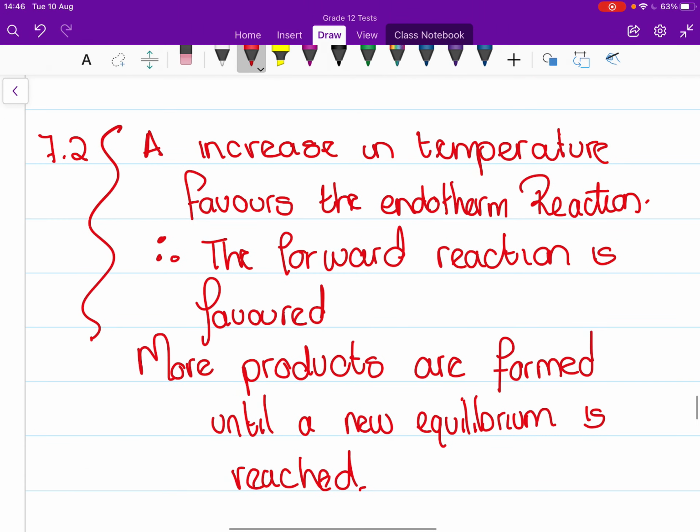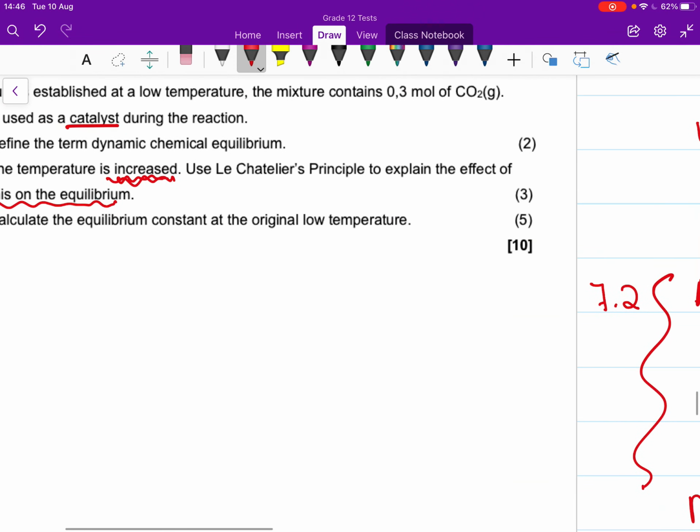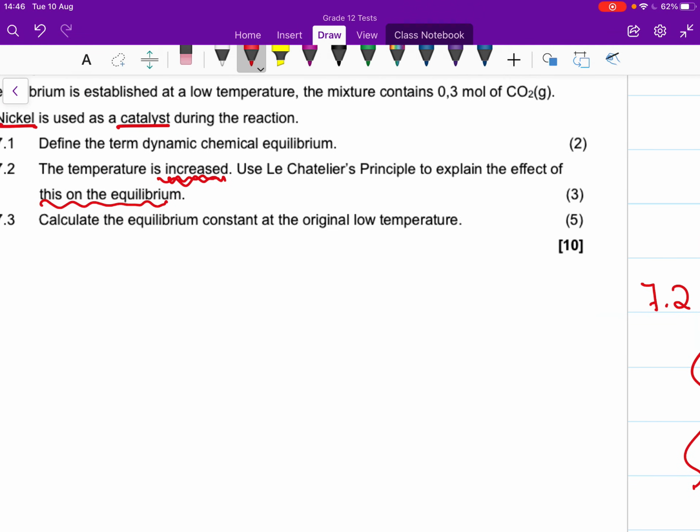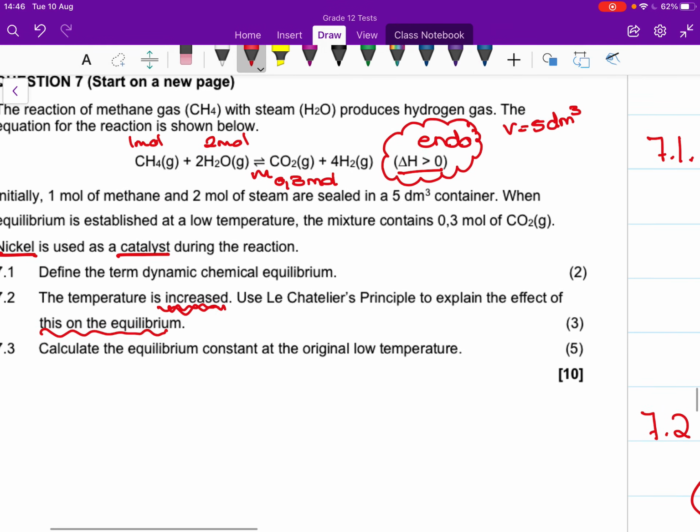So when they want effect, they're also wanting to know product: you're going to have more product, you're going to have less product, that sort of thing. It's not just which reaction is going to be favored, but then how does it change, what's going to happen when you get to equilibrium again. Alright, great. So, now we want the equilibrium constant at the original low temperature.